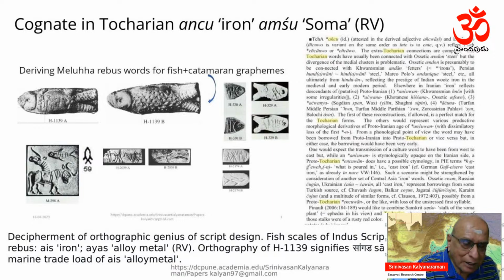So fish scales in the script are IS. IS is fish scale. IS is iron. IS alloy metal. So orthography of 1139 signifies Sangada, joined parts. Fish joined to two canoe, double canoe. Joined parts as a trade load. What is a trade load? IS alloy metal. Alloy metal is the cargo carried on the double canoe. That is the message conveyed by this Anchu iron Amsu Soma. The fish scales. IS is fish scales. IS in a number of languages, Indo-European also, signifies either iron or metal, or alloy metal in Rigveda. Next, please.